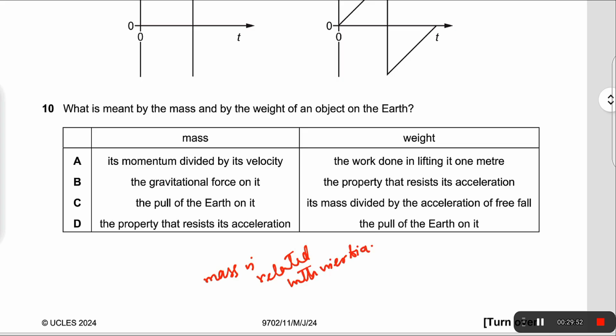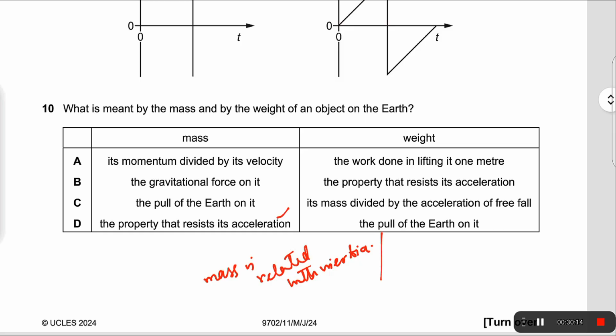What is the inertia property? You know that it is an inherent property of a body. If the mass is more, inertia is more. It is the property that resists its acceleration. No, not momentum divided by velocity. Not gravitational force. Not the pull of the earth. The property that resists its acceleration, just check it.